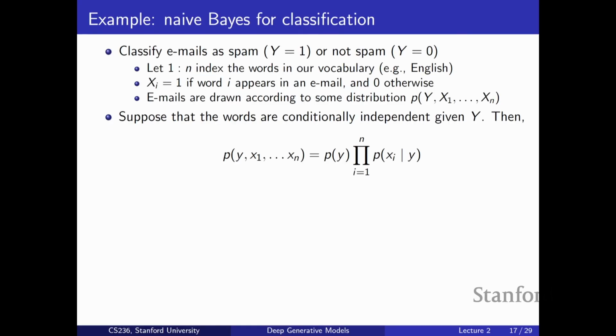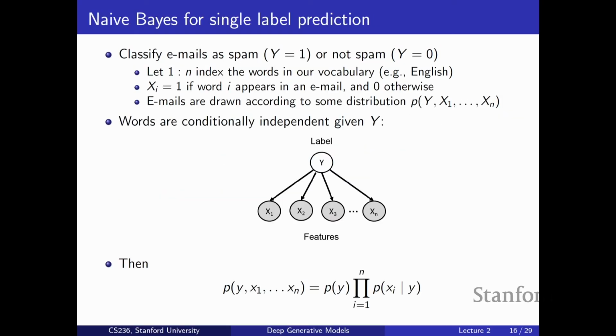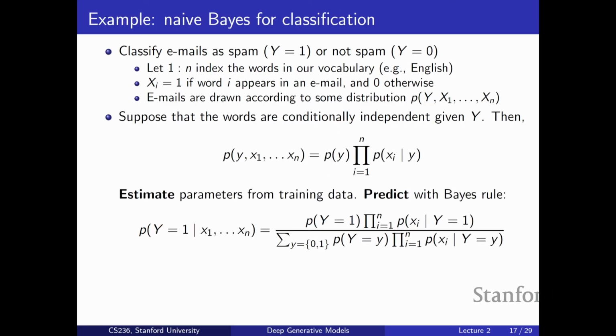And once you have that kind of model, what you can do is you can try to estimate the parameters of this model from data. So you can try to estimate these probabilities by looking at how frequently you see different words in different types of emails. And then you can do classification, because at the end of the day, what you're trying to do is classify whether or not a new email is spam or not.